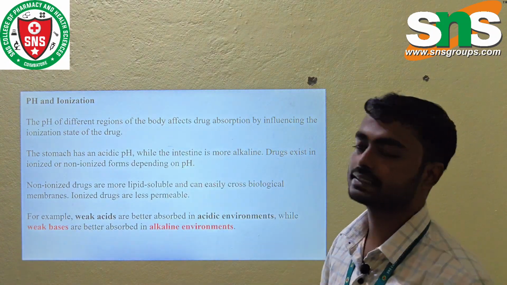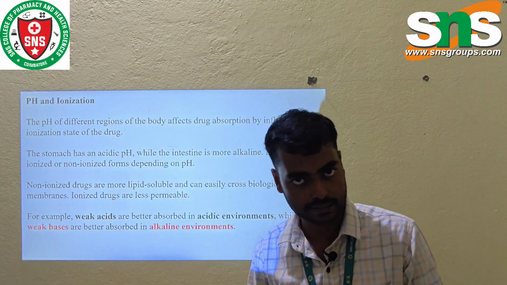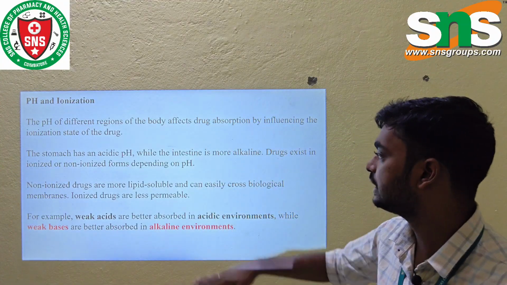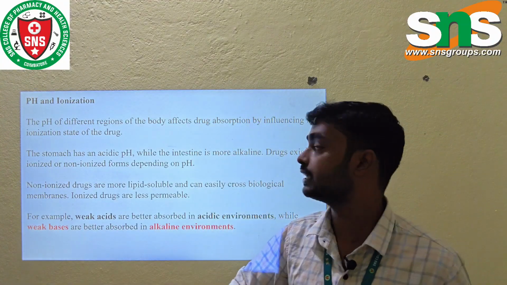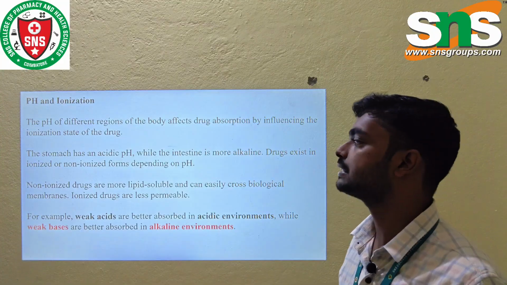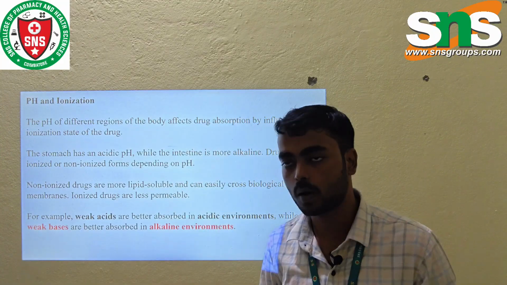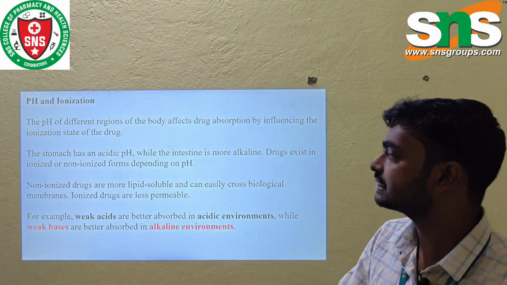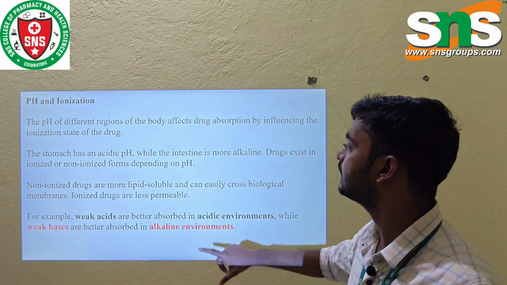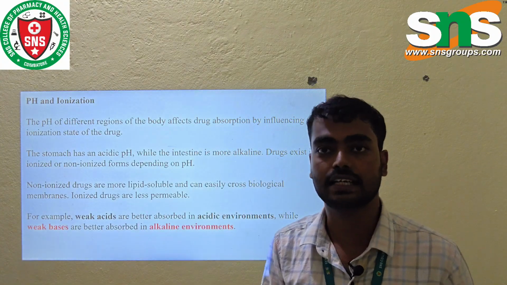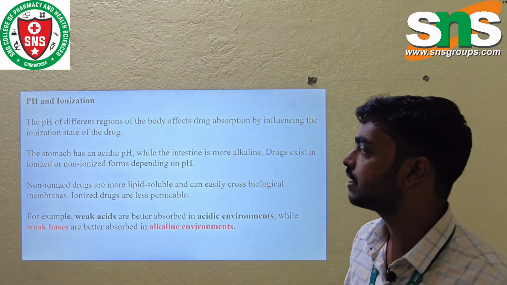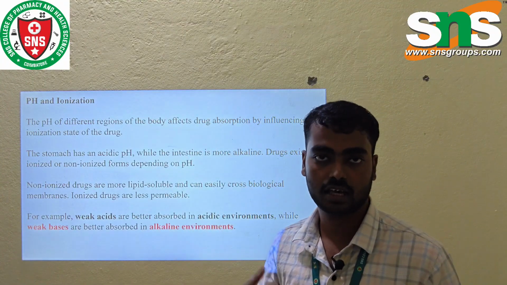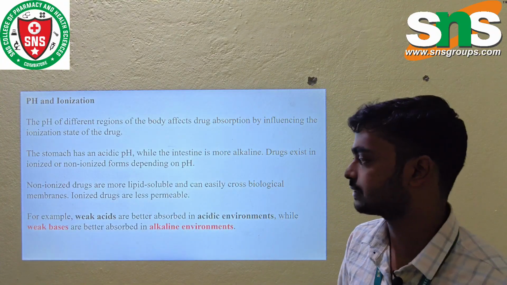The stomach has an acidic pH. We already know the stomach has HCl, so it is acidic, while the intestine is more alkaline. A drug exists in ionized or non-ionized form depending on the pH. An acidic drug is absorbed in the alkaline region, which is the intestine, while a basic drug is absorbed in the stomach region, which has a highly acidic pH.